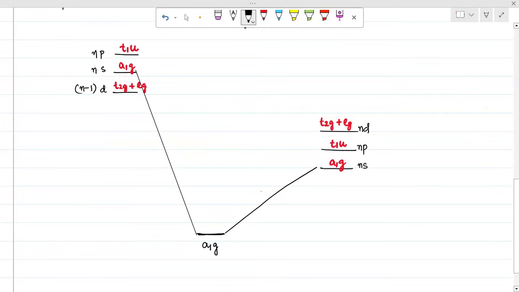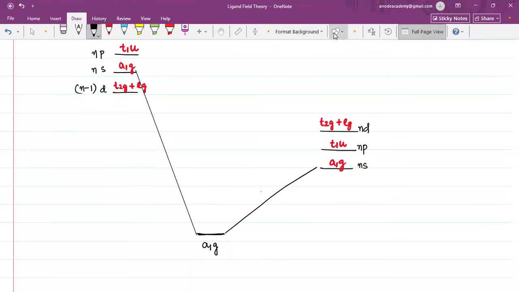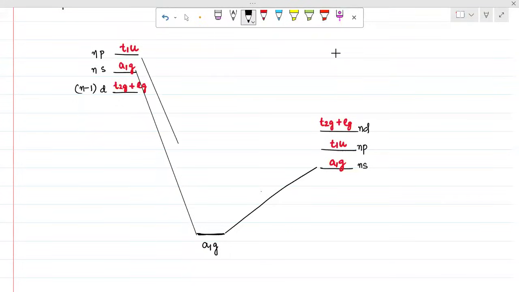Next, who is there near to the ligand? T1U. So this guy from the metal will mix with the T1U of the ligand. And you get the second orbital.